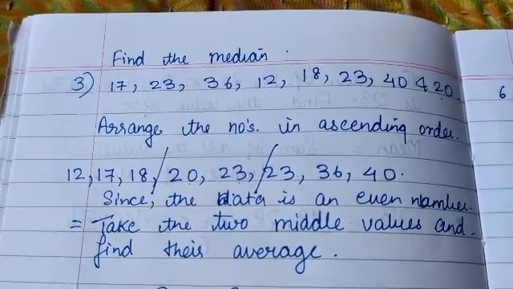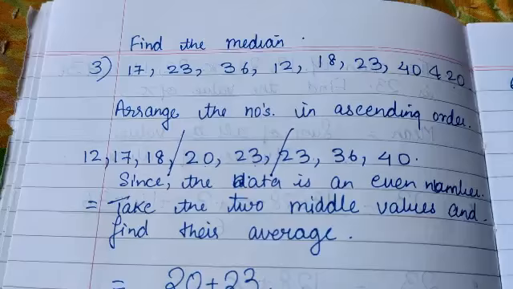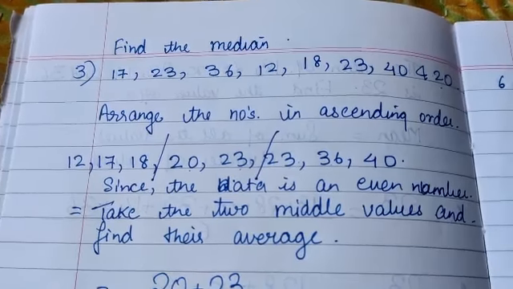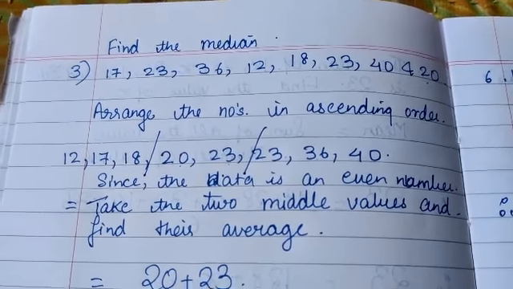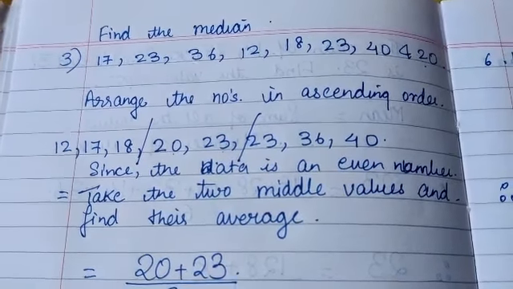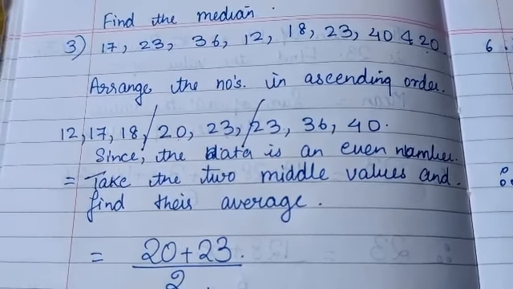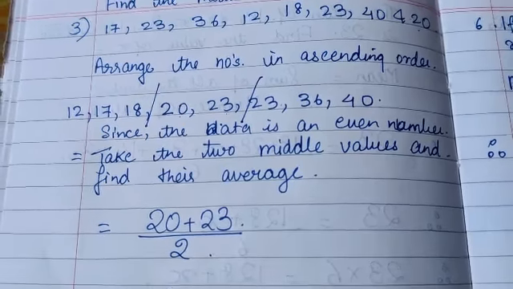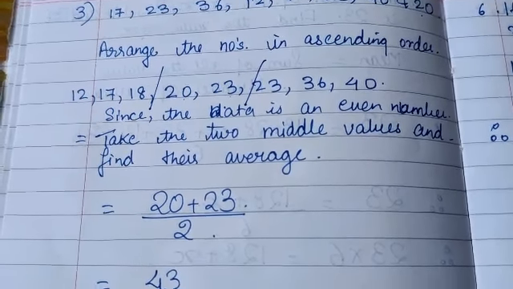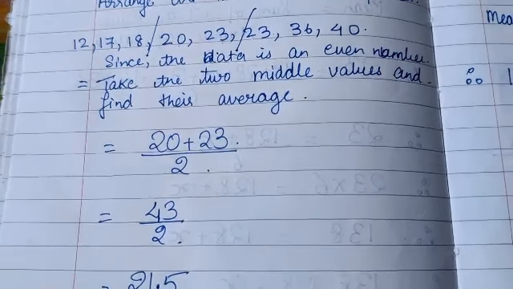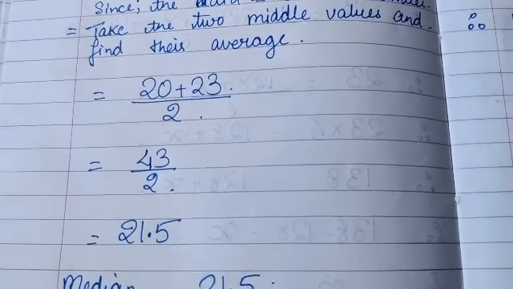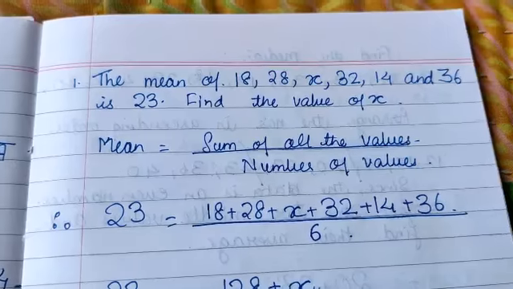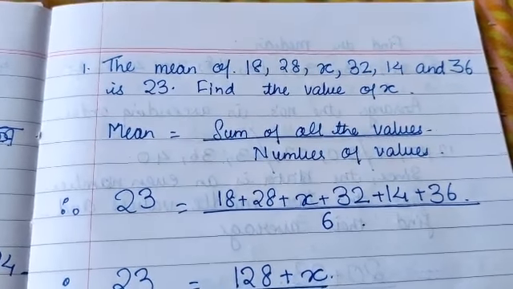Now here we have to find the median, but the total numbers in the series that we have been given is an even number: 1, 2, 3, 4, 5, 6, 7, 8. How do we go about it? First we need to arrange the numbers in ascending order. Since the data is an even number, we need to take the two middle values and find their average. Here the two middle values are 20 and 23. When we find the average by dividing by 2, because we've taken two numbers, we get the median as 21.5.